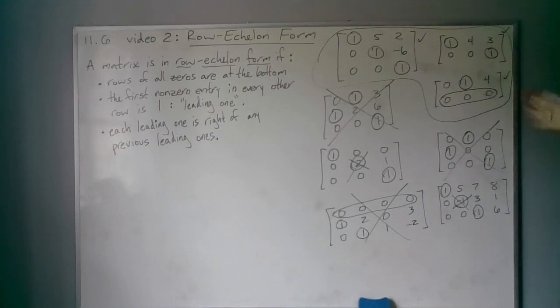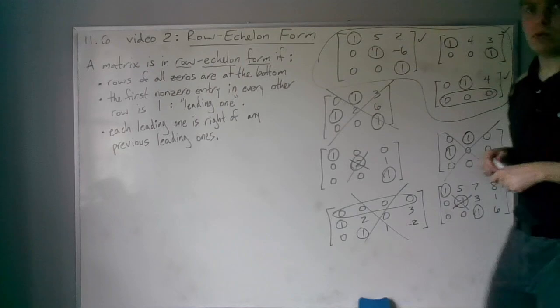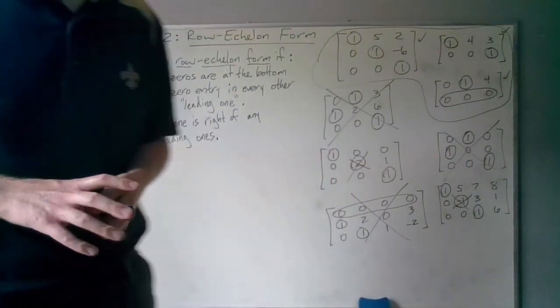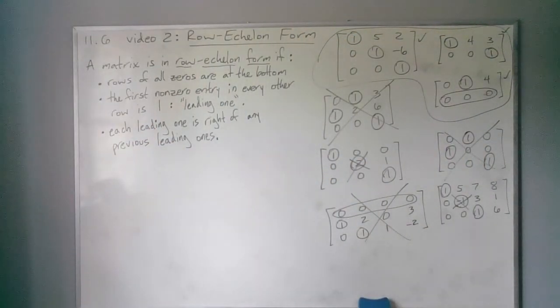Okay, so hopefully we've seen enough examples now for you to kind of get what's row-echelon form and what isn't. In the next video we'll talk about how to use it to solve a system of equations.